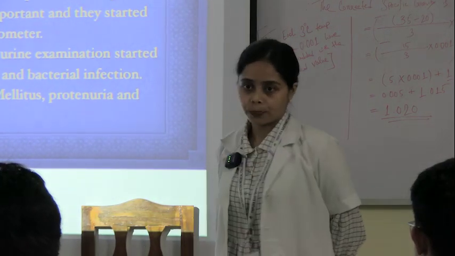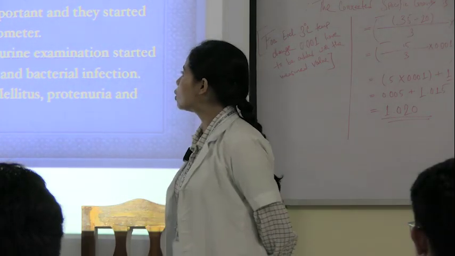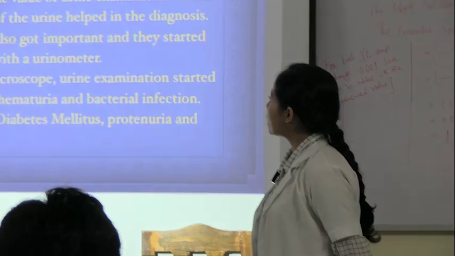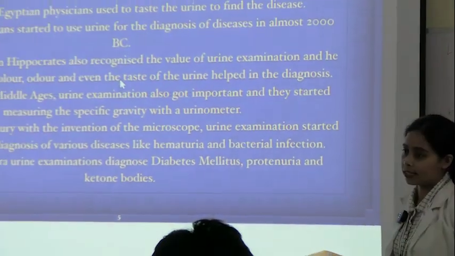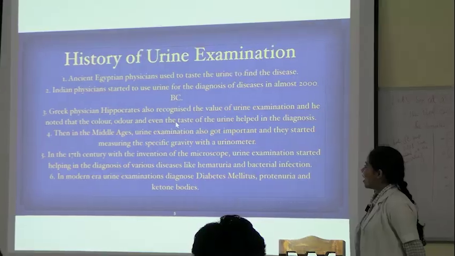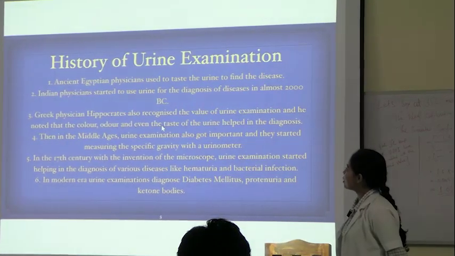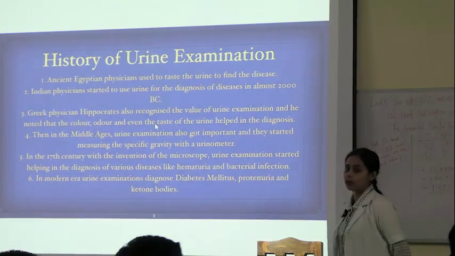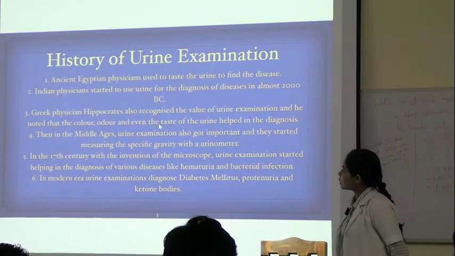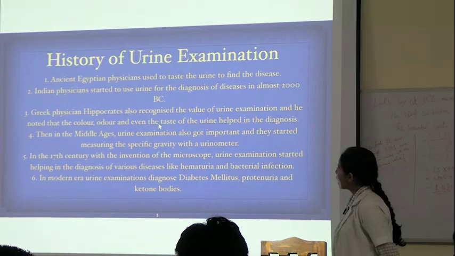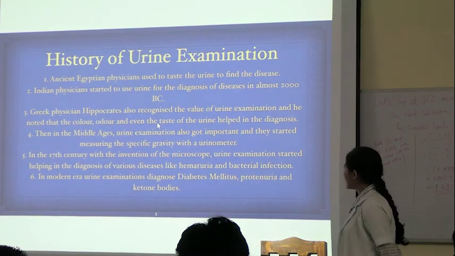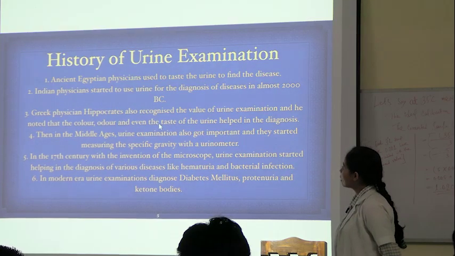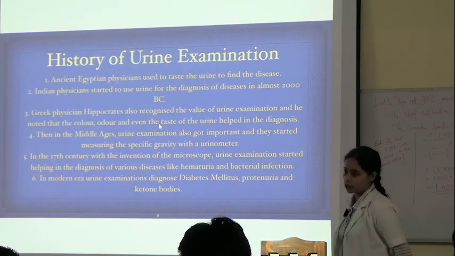So, some history of urine examination. Ancient Egyptian physicians used to taste the urine to find the disease. Indian physicians started to use urine for diagnosis of diseases in almost 2000 BC. Now the Greek physician Hippocrates also recognized the value of urine examination, and he noted that the color, odor and even the taste of the urine helped in the diagnosis.